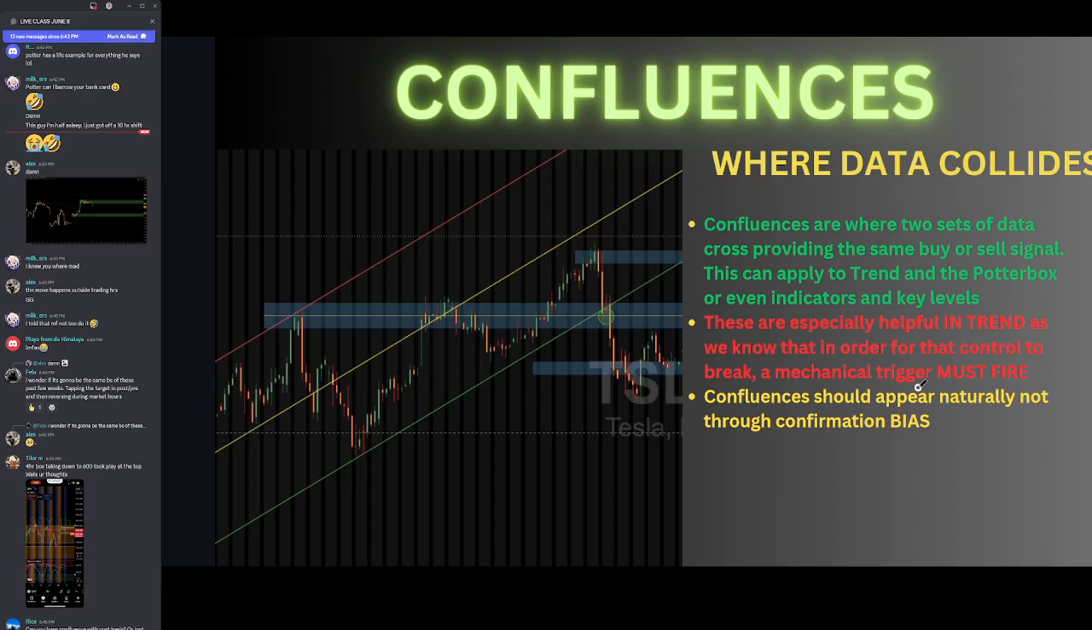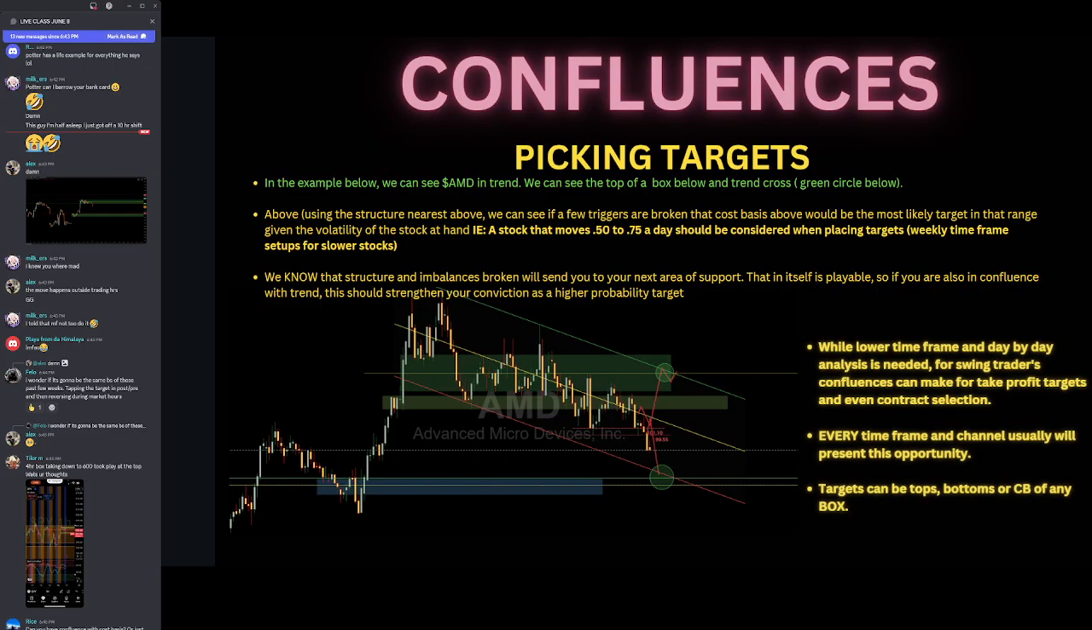This is especially helpful in trend, as we know that in order for that control to break, a mechanical trigger must fire. Confluences should appear naturally, not through confirmation bias. Confluences help us pick targets, right? In the example below, we can see AMD in trend. We can see the top of the box below and trend cross, the green circle below, right? That's my target.